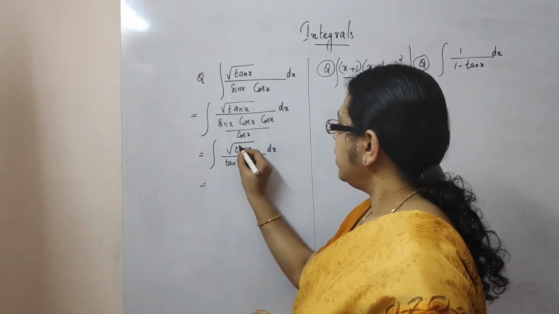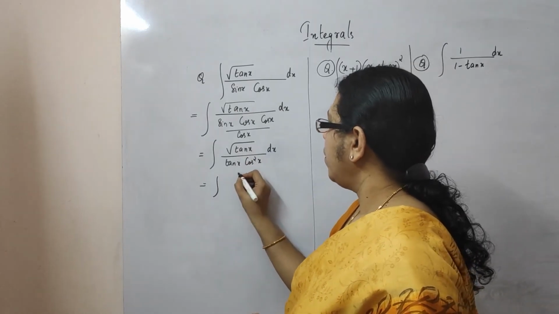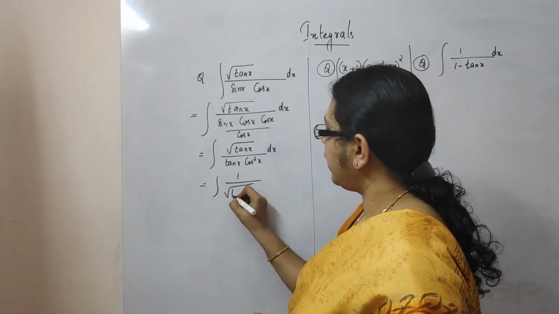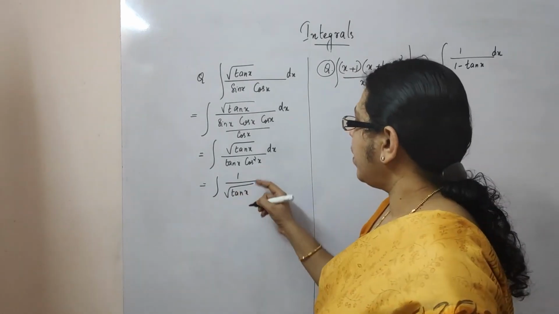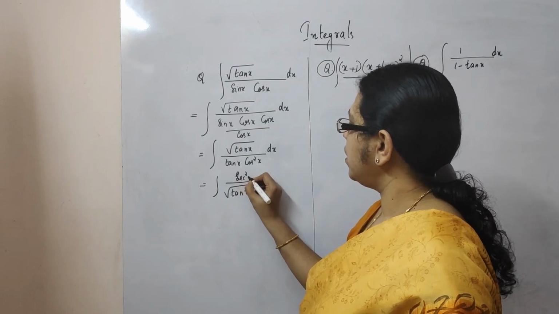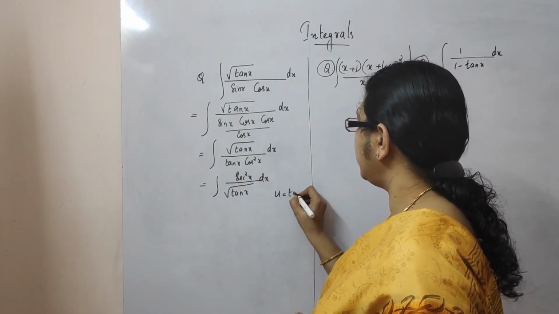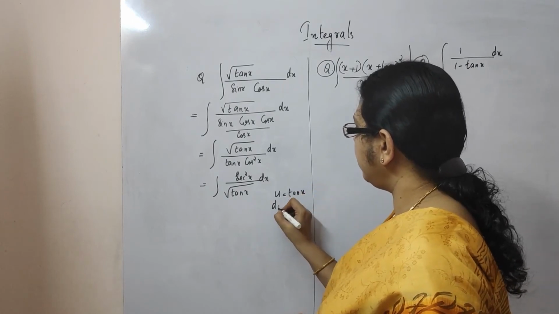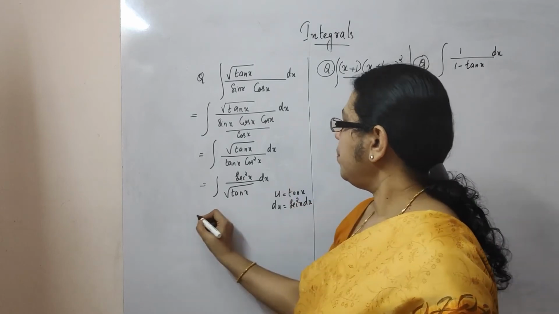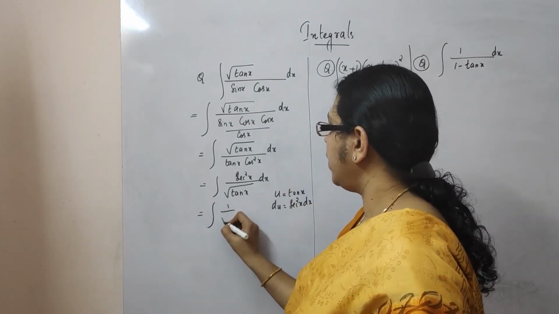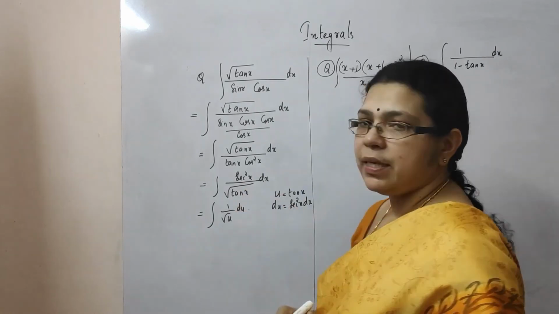Now further, root of tan x by tan x gives you what? 1 by root of tan x. 1 by root tan x in the denominator. Again, 1 by cos squared x is what? sec squared x into dx. Now I substitute u is equal to tan x. What is the derivative? du is equal to sec squared x dx. Now coming back, I can write this as 1 by root u into du. sec squared x dx is du.